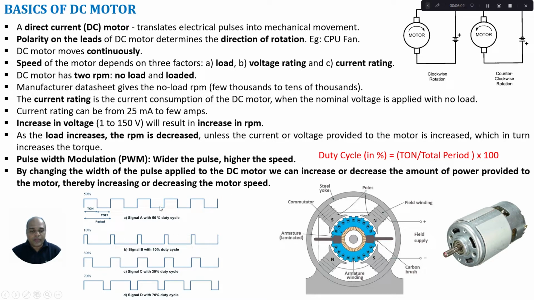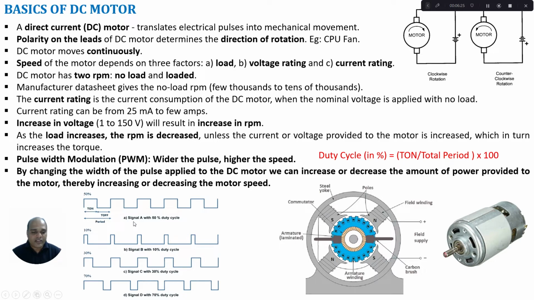So for example, here I have shown some figures in which you can see the total time, which is T on plus T off, remains the same for all the 4 waveforms: signal A, signal B, signal C and signal D. For all the waveforms, the T on plus T off remains the same. But you can see the change in the on time of a pulse.